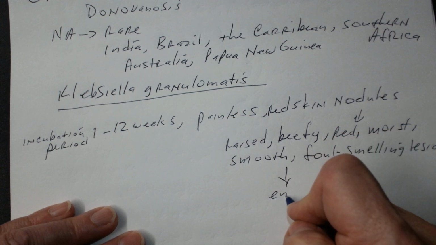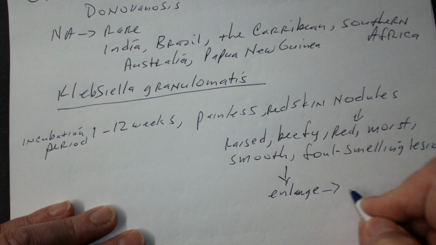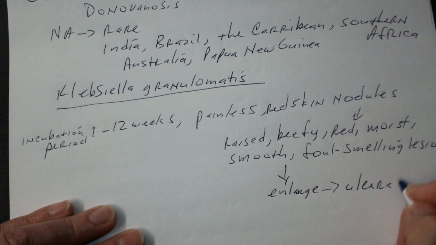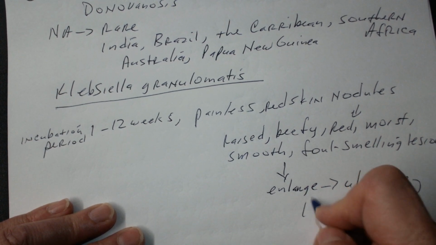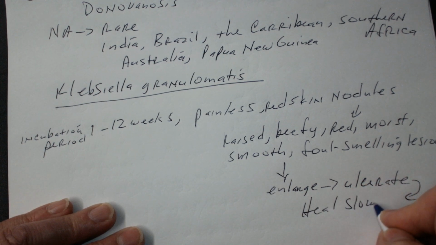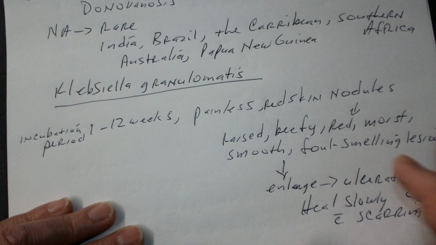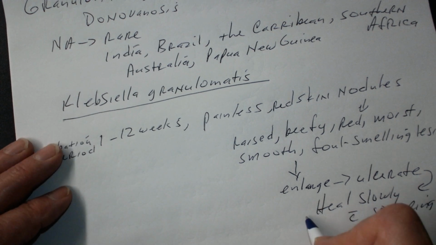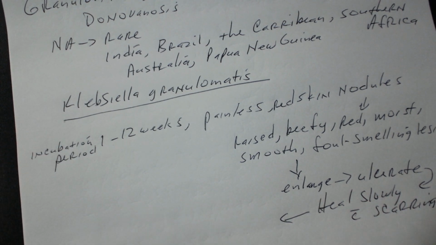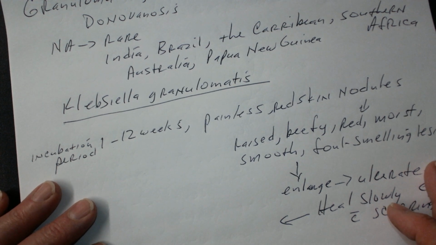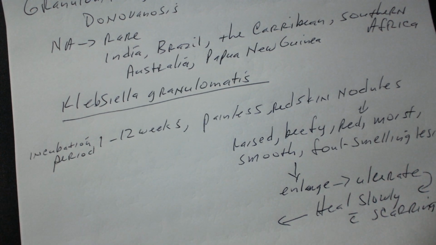So these will enlarge, ulcerate, heal slowly with scarring. You can get secondary infections to other parts of the body. Very rarely you get spread to the bloodstream, to the bones, the joints, the liver. Without treatment, you get anemia, wasting, very uncommonly death.